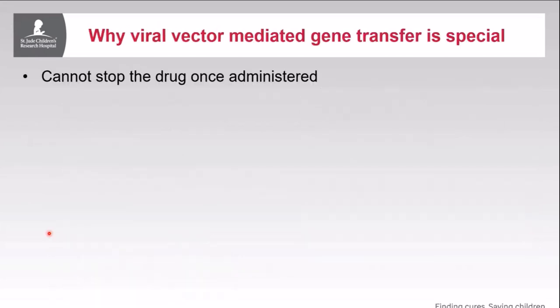So what's different about viral vector-mediated gene transfer? Well, it's obvious once you give it, it's in there. You can't take it out. Now, there are some efforts being made to turn on or turn off the gene expression. We're not quite there yet, but that's coming. And there are also efforts to try to de-target certain tissues. And you'll hear in a minute about dorsal root ganglia toxicity issues and risk.